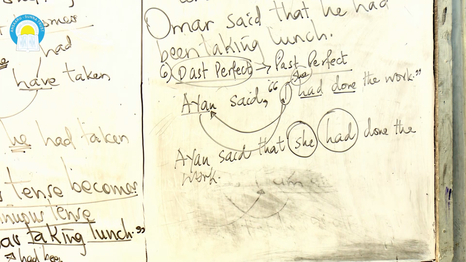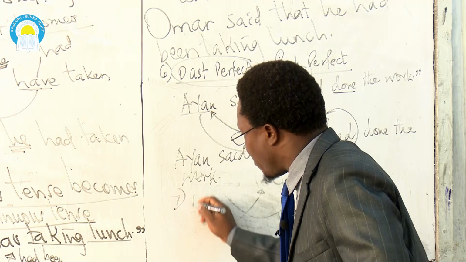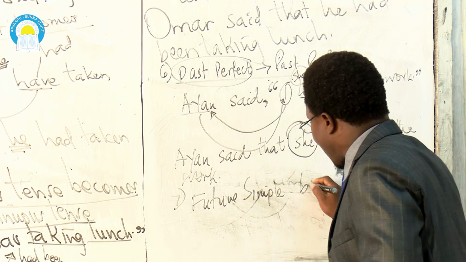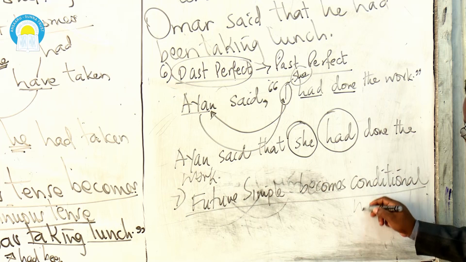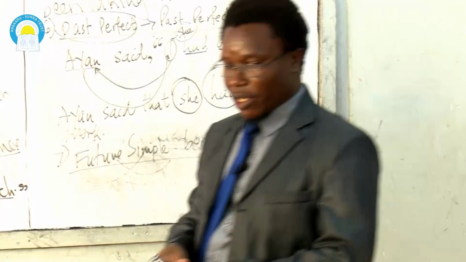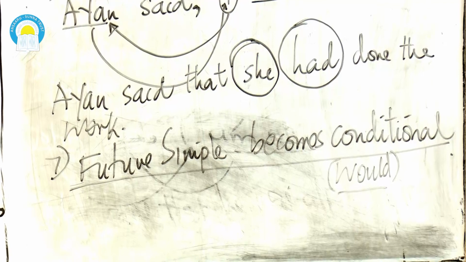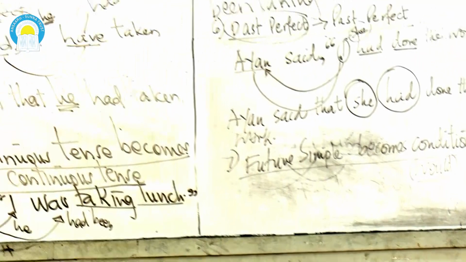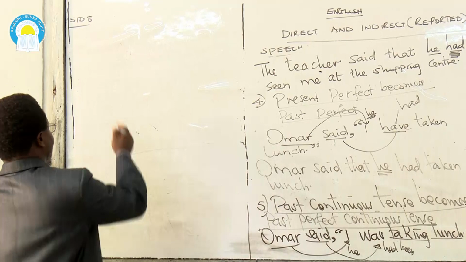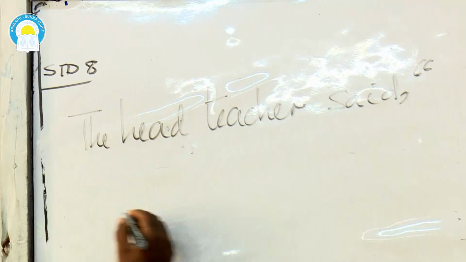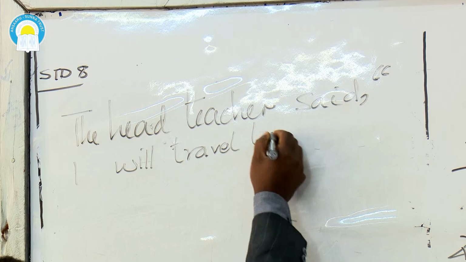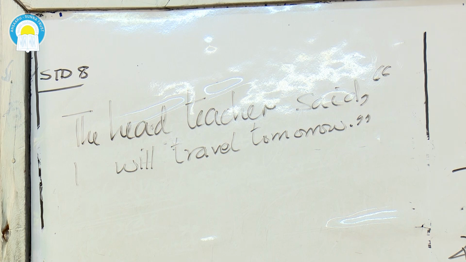To sum up on this rule, we can now have what we call future simple. And future simple becomes conditional, denoted by would. What do I mean here? Consider a very simple sentence as the head teacher said, I will travel tomorrow.